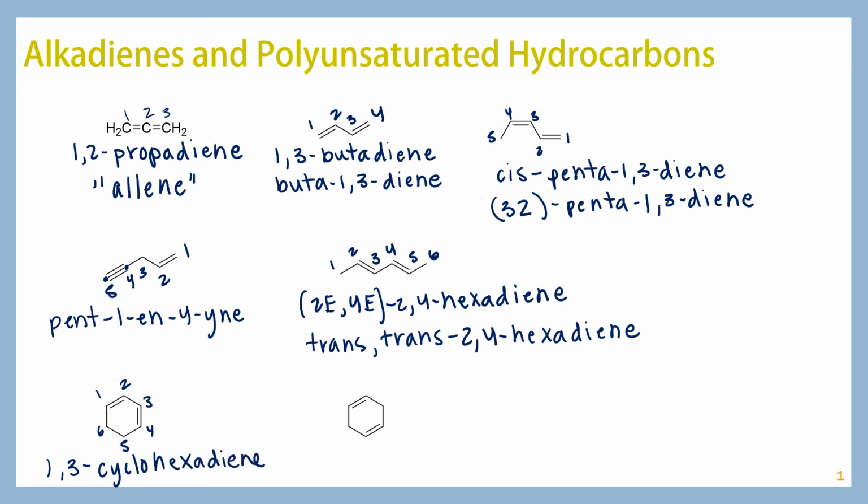And I think the biggest mistake that I tend to see on naming these is that students will remember the di or the cyclo, but sometimes not both. So make sure that you are naming everything about the molecule. And then in the next one, it's almost an identical name. It's just your numbers are different. So 1,4-cyclohexadiene.